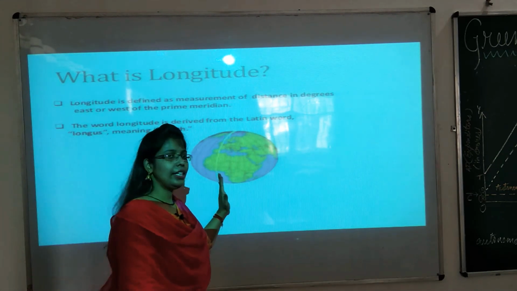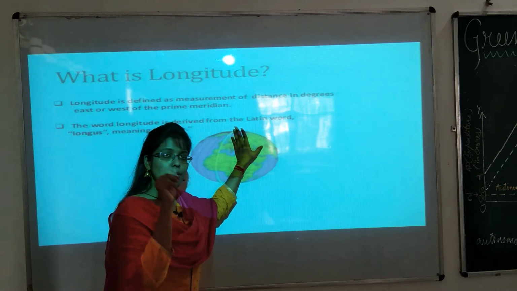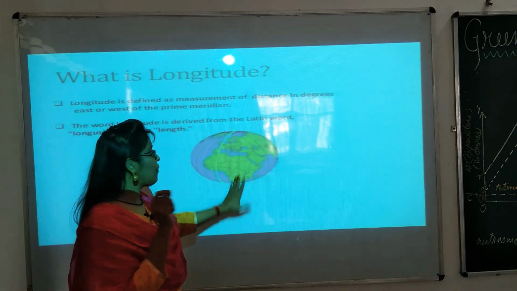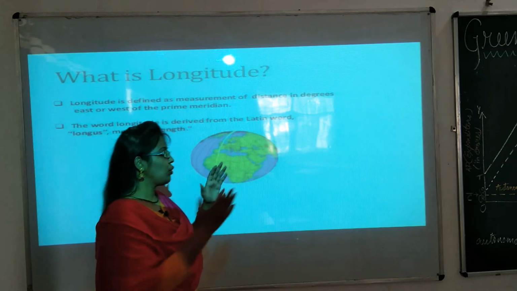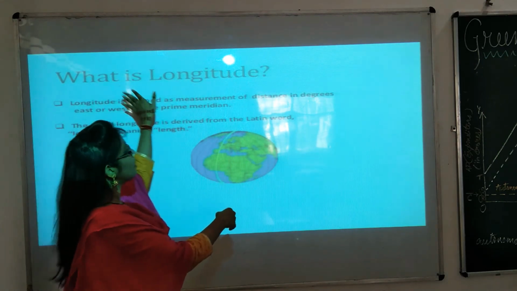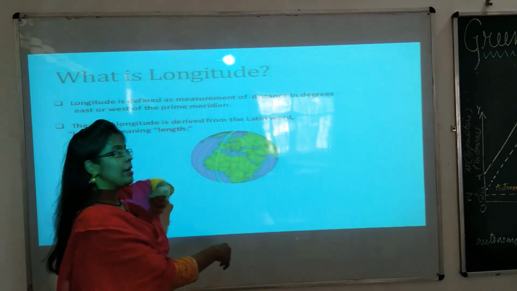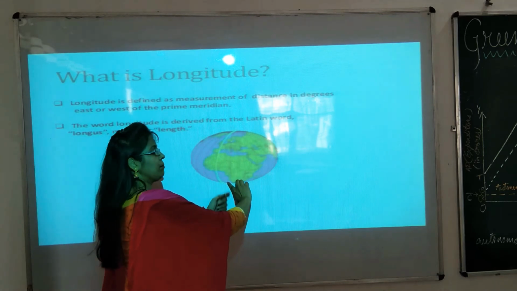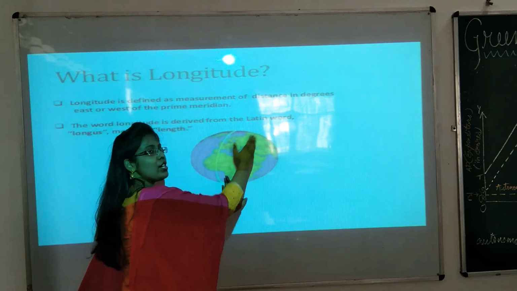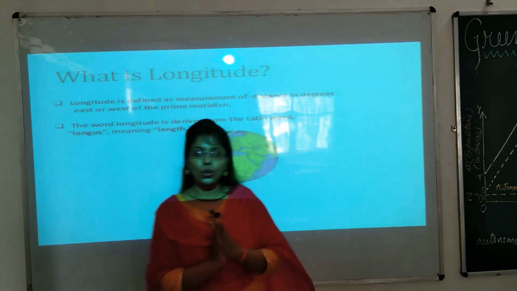There is a prime meridian, a reference point at 0 degree, which is also called Greenwich, which passes through Britain, and that is marked as 0 degree. After that, to the west and east, you will find the longitudes. So longitude is defined as a measurement of distance in degrees, east or west of the prime meridian. This is your prime meridian, which is 0 degree, and from here to this side and to this side, to the west and to the east, you will find the degrees.